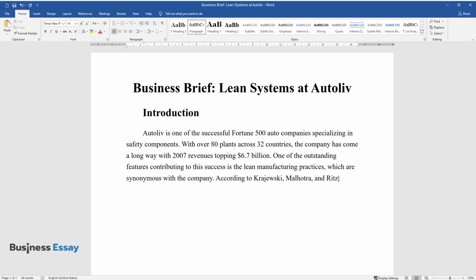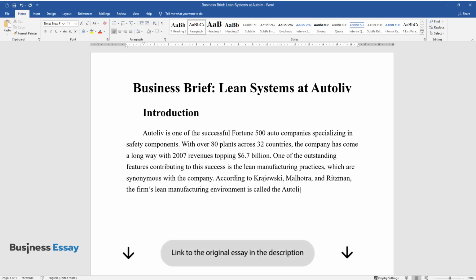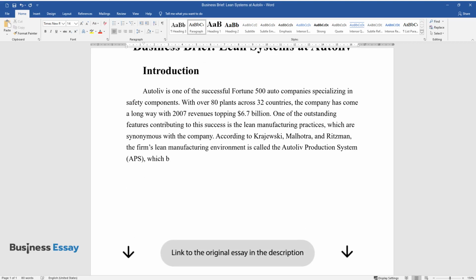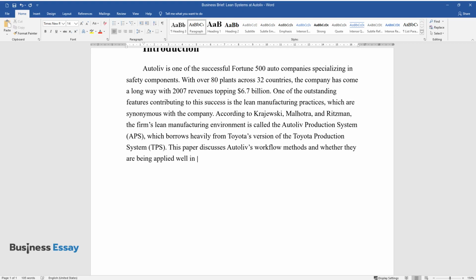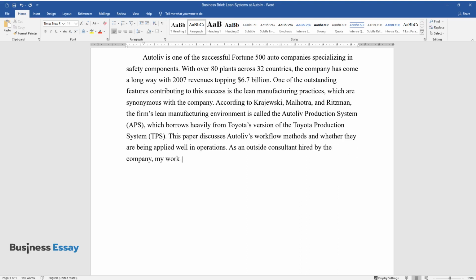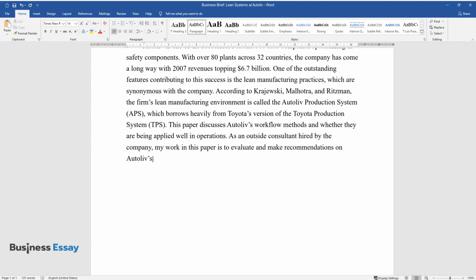According to Krajewski, Malhotra, and Ritzman, the firm's lean manufacturing environment is called the Autoliv Production System, APS, which borrows heavily from Toyota's version of the Toyota Production System, TPS. This paper discusses Autoliv's workflow methods and whether they are being applied well in operations. As an outside consultant hired by the company, my work in this paper is to evaluate and make recommendations on Autoliv's methods of workflow.